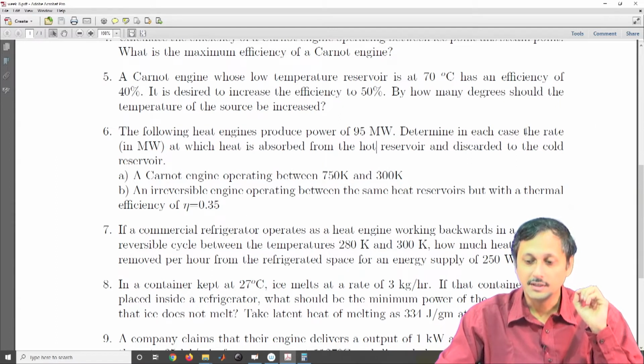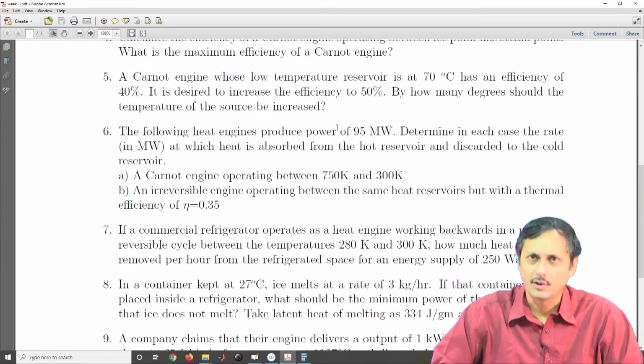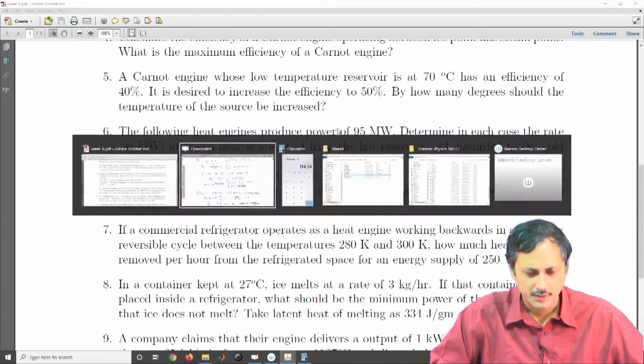Determine in each case the rate at which heat is absorbed from the hot reservoir and discarded to the cold reservoir. Okay. So, in both cases the work output W is 95 megawatt. Now, a Carnot engine operating between 750 Kelvin and 300 Kelvin. So, in this case we can easily calculate the efficiency. So, let us do it.